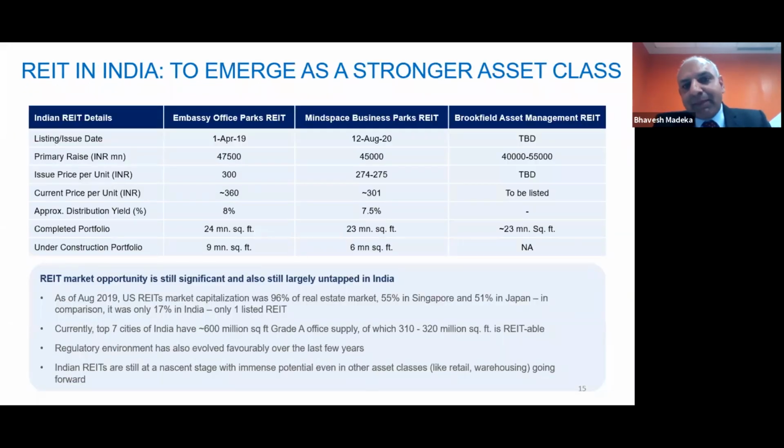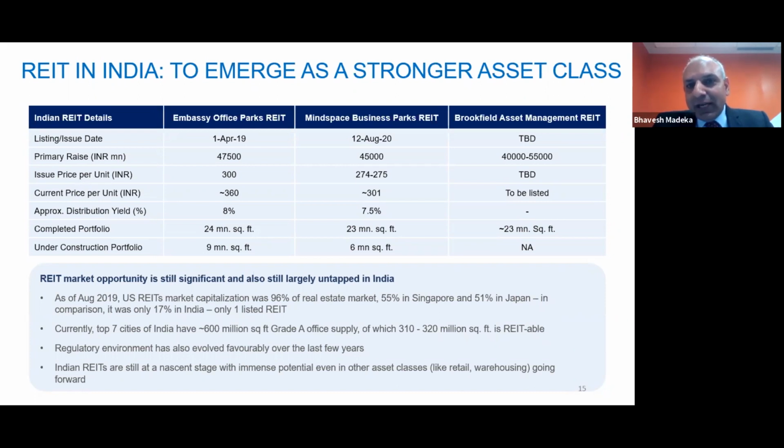The 2 listings which have happened, first is the Embassy Office REIT. They raised 47.5 billion rupees. Mindspace raised 45 billion rupees. And the timing of Mindspace speaks a lot about the REIT market. It happened amidst the COVID, and still it achieved a premium of 10%. The IB banker, you should give them great congratulations, because they managed to get a 10% rise over the market, which is a fair thing.